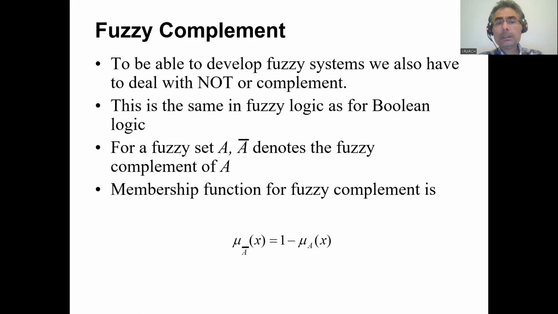And fuzzy complement is like a NOT operator. So you take the inverse, a kind of, and denote it in that way. You can calculate it as 1 minus mu A(x), 1 minus the degree of membership, and you can define it that way. But intersection and union are the main fuzzy operators used in fuzzy logic.